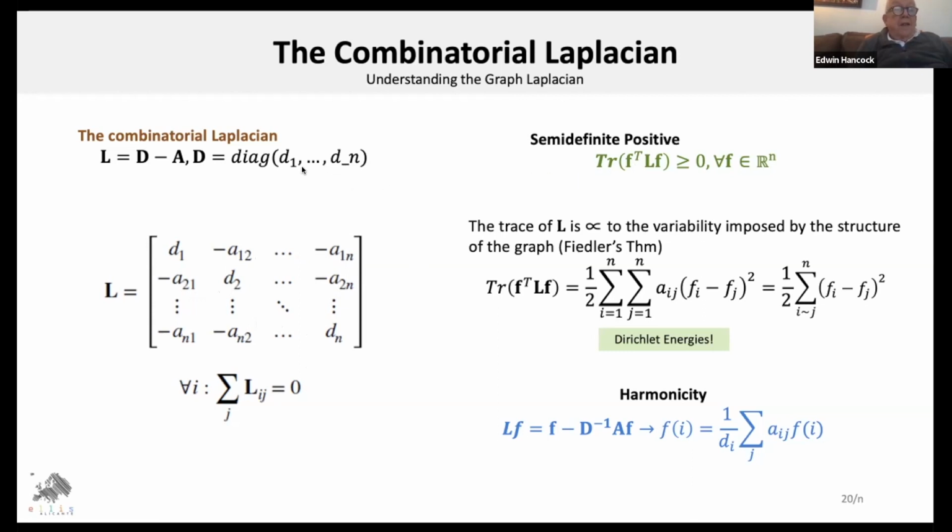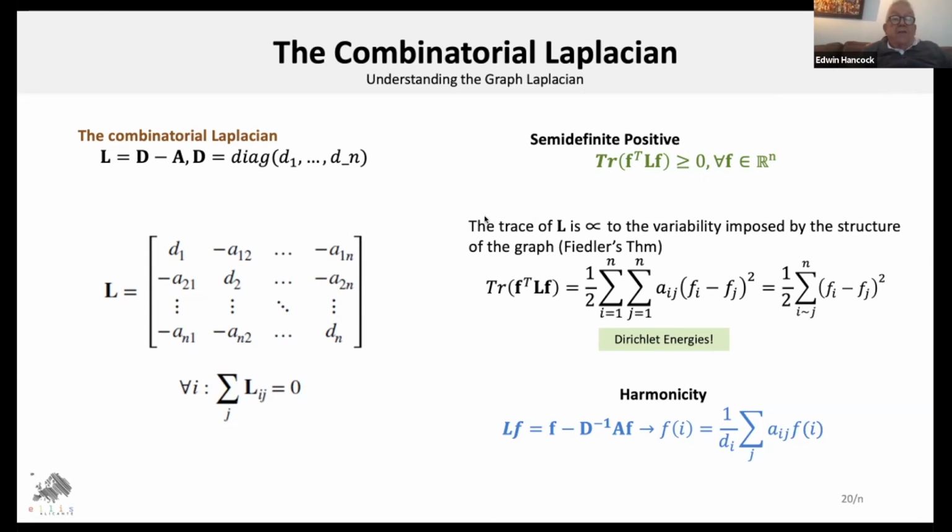So the Laplacian matrix is positive semi-definite, and that means that if we take the trace of the transpose of a function times the Laplacian matrix times the function, then that quantity is always greater than or equal to 0, provided that f, the function, is in the set of reals.